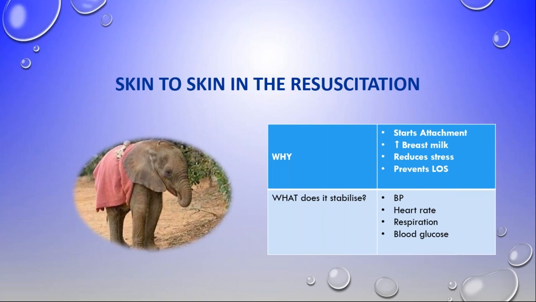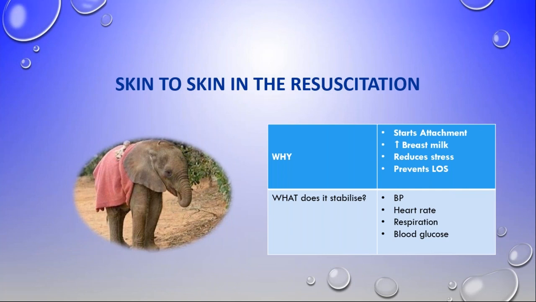What does it stabilize, or what should it do? It allows the BP to normalize. It allows the heart rate to normalize. It allows the respiration to normalize. And it will help with the glucose because the temperature is more controlled. So now, because the temperature is more controlled, you're using the least amount of energy and oxygen that the baby requires to sustain life and be healthy.